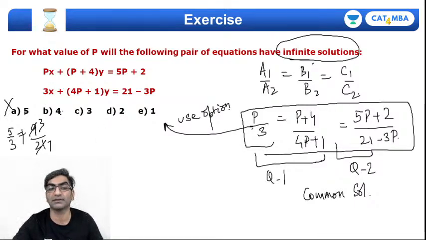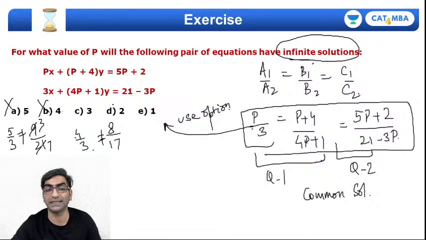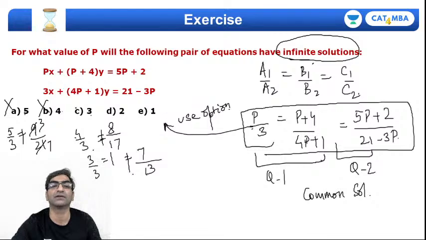Is option B correct? 4. So देखते हैं, 4 by 3 and 4 plus 4 8 upon 16 plus 1 17. Obviously not equal. Option B भी गलत है. Right? How about option C? 3. 3 by 3. 3 by 3 is 1. 3 plus 4 7. 3 4s are 12 plus 1 13. Obviously not equal. C is also wrong.